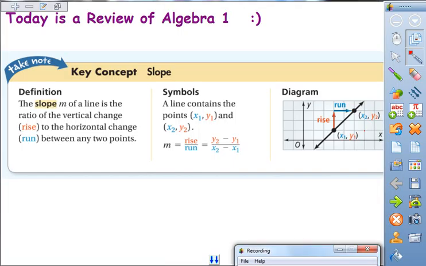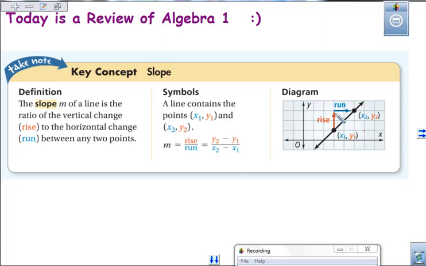Today is a review of Algebra 1, Lesson 3-7. Slope of a line is the ratio of the vertical change to the horizontal change, rise over run. So when you calculate slope, you try to find your rise, which is your change in y, and your run, which is your change in x. So let's practice a few of these.